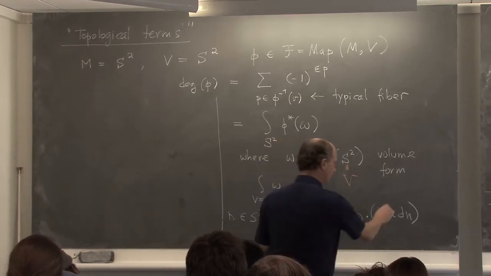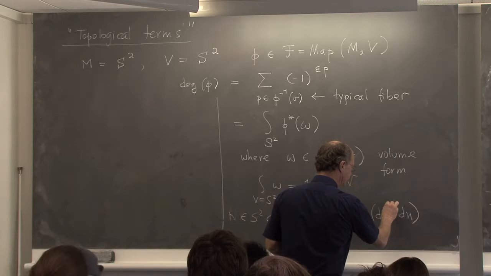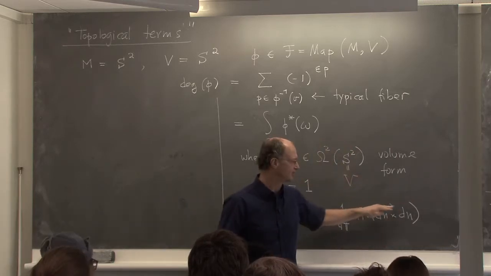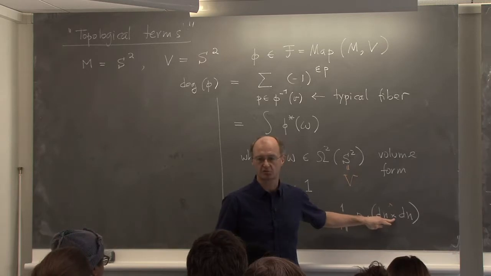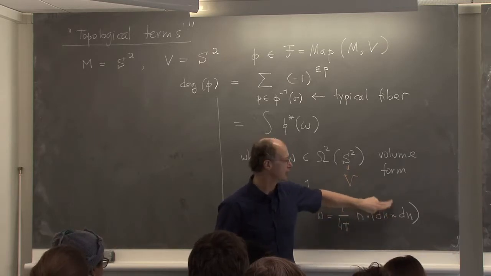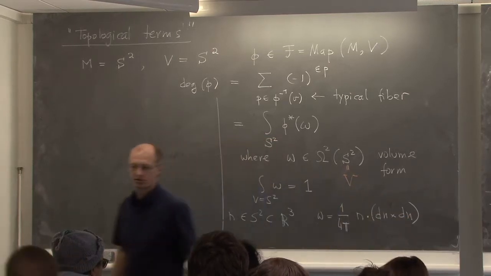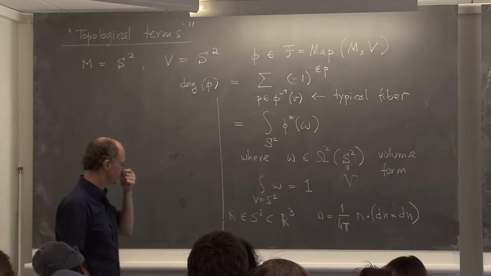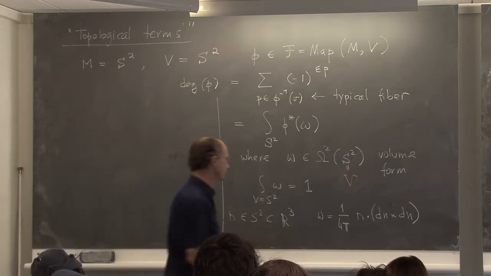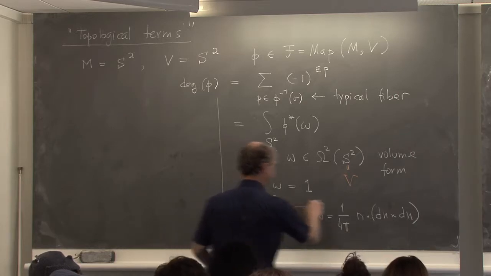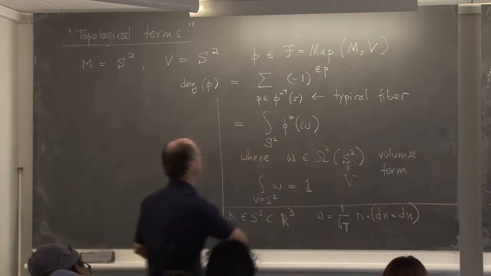Probably if I want to write it more precisely, I should also put some wedge somewhere in between. So that's a wedge of forms and a cross product of vectors, but the notation is too ugly. So we understand that there is a cross product, there is a wedge product somewhere. So this is an example of such a form.